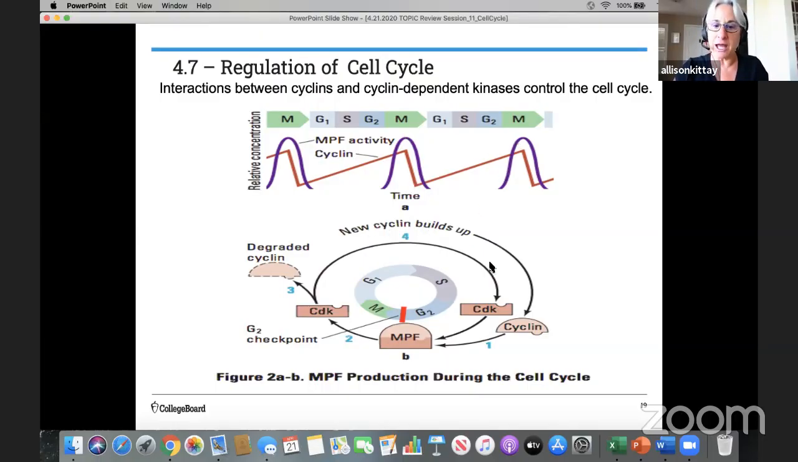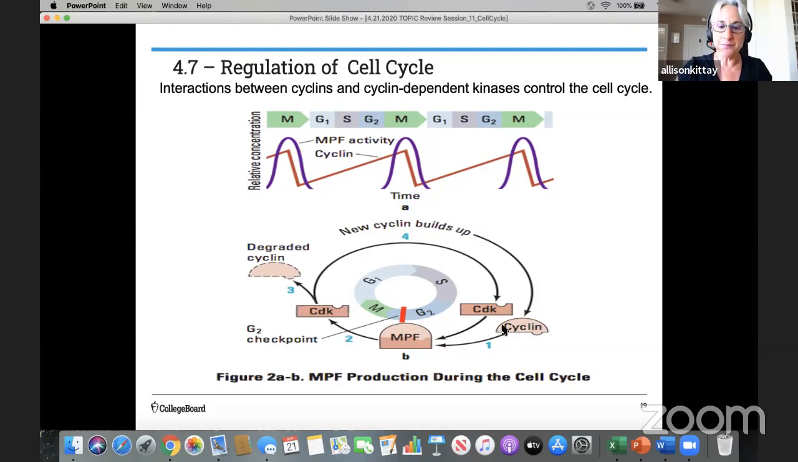So now let's look at it in this cycle form, okay? Just to orient you, here's your G1, your S, your G2, and your M. Remember that MPF is working at that G2 checkpoint, which is going to give you the signal to go ahead on into mitosis and divide. So cyclin gets its name because it cycles, right? So here it is fully built up.